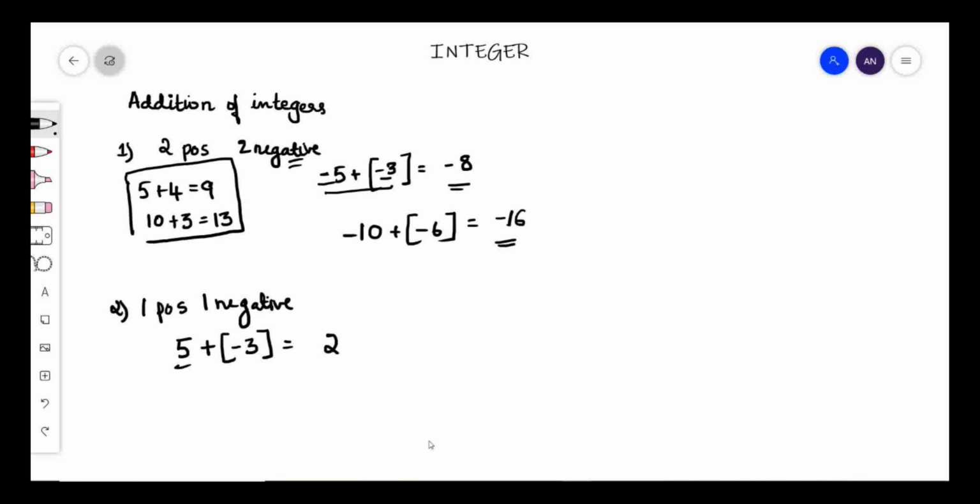What would be the sign? Plus 5, right? So plus 2. 5 is the larger number here. So we have to put plus 2. Let us take another example.